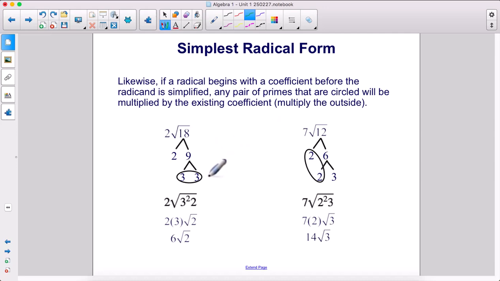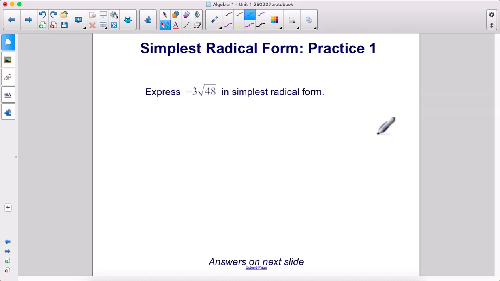So just like we just did, 2 times the square root of 18, 18 is 2 times 9, 9 is 3 times 3. This is exactly what we had on the last slide. So we get 3 squared, so a 3 moves out front, but there's already a 2 there. So therefore, it becomes 6. And here, 12 is 2 times 6. 6 is 2 times 3. We have a pair of 2's. Therefore, one 2 goes outside, multiplies by the 7, and becomes 14.